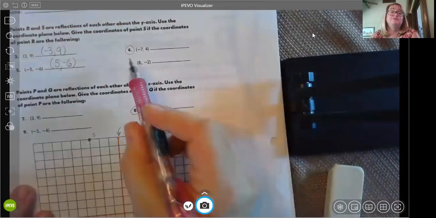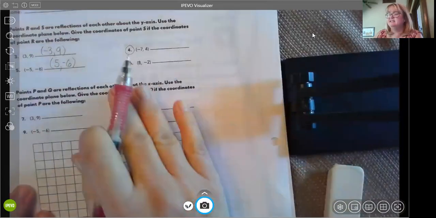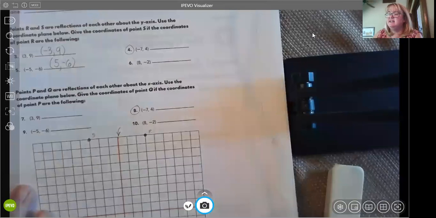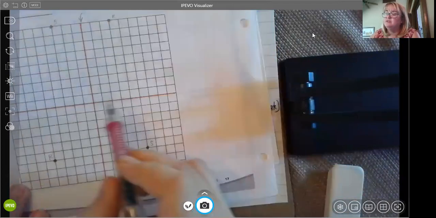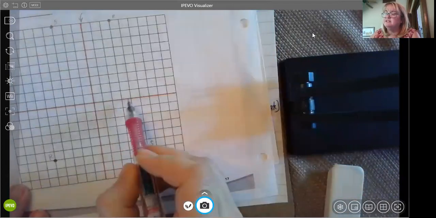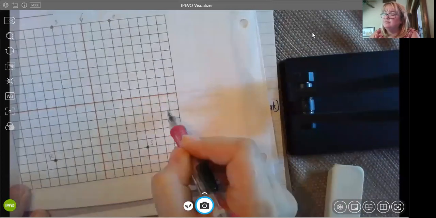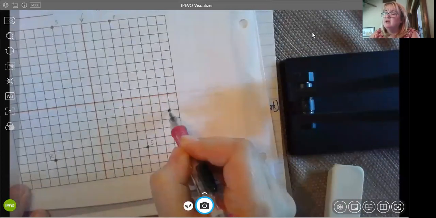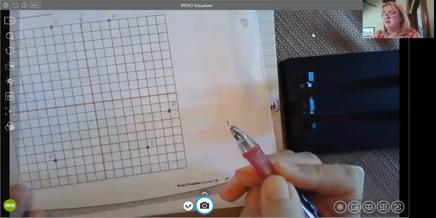Number 4, I'm not going to do for you. I want you to do 4 completely on your own. But let's look at 6. 6 is (8, -2). So I'm going to go 8, in the positive direction. Forward 8, down 2. 1, 2, 3, 4, 5, 6, 7, 8, and down 2: 1, 2. And that is R.